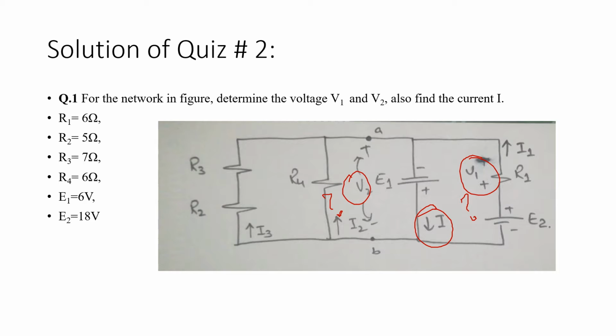The data we have is R1, which is 6 ohm, R2 5 ohm, R3 7 ohm, R4 6 ohm, E1 applied source is 6 volt and E2 is 18 volt. Using this data, we have to find the value of V1, V2 and I, the current.